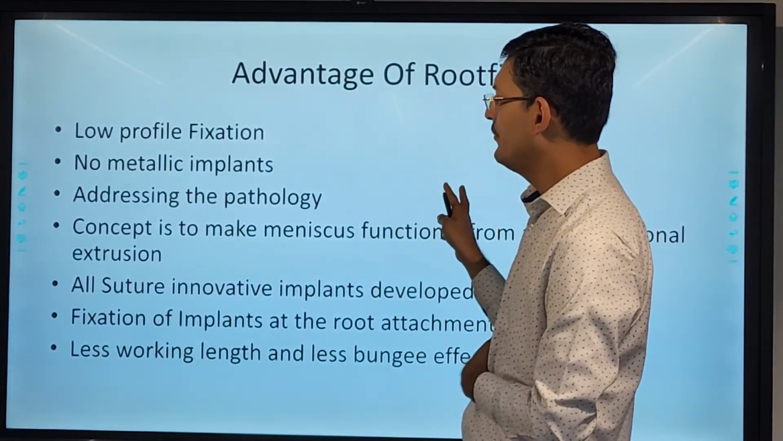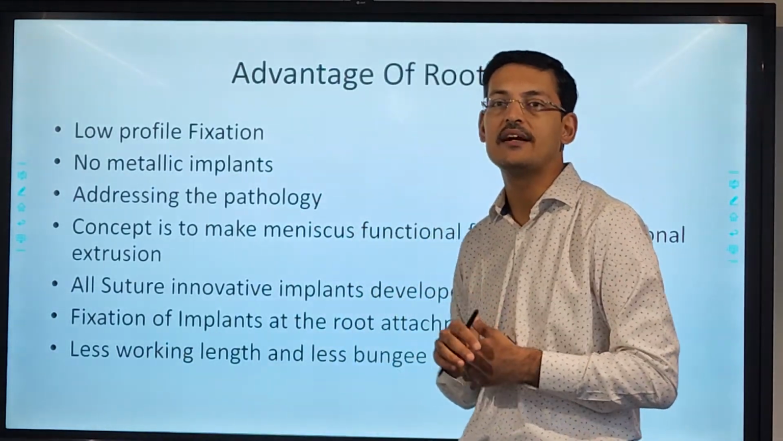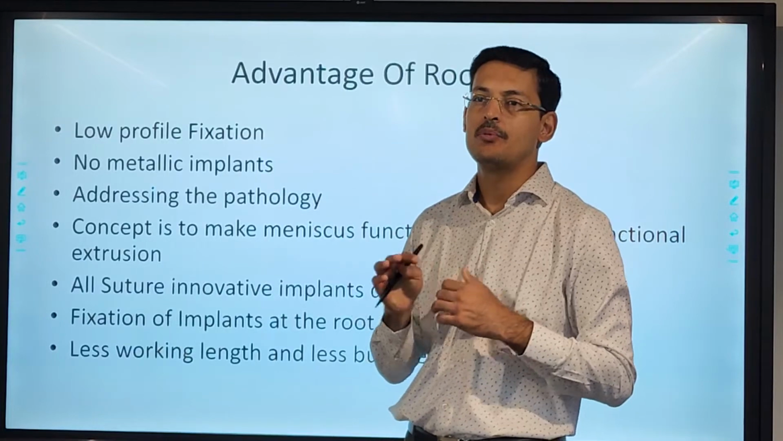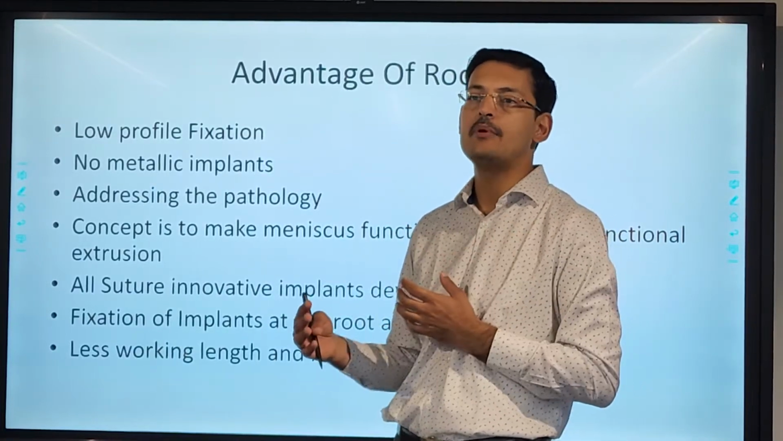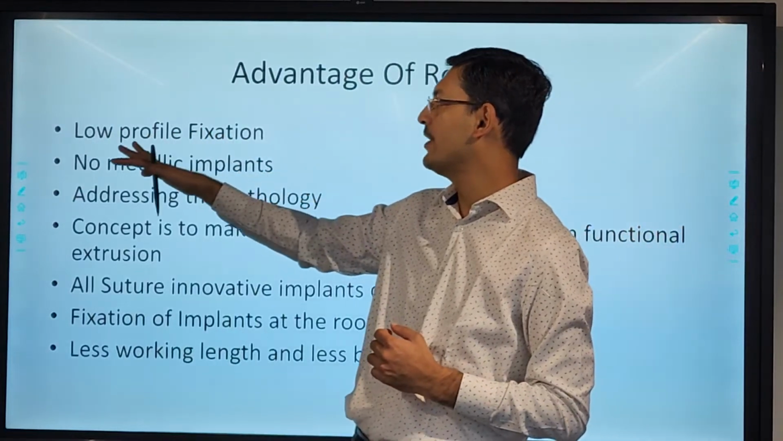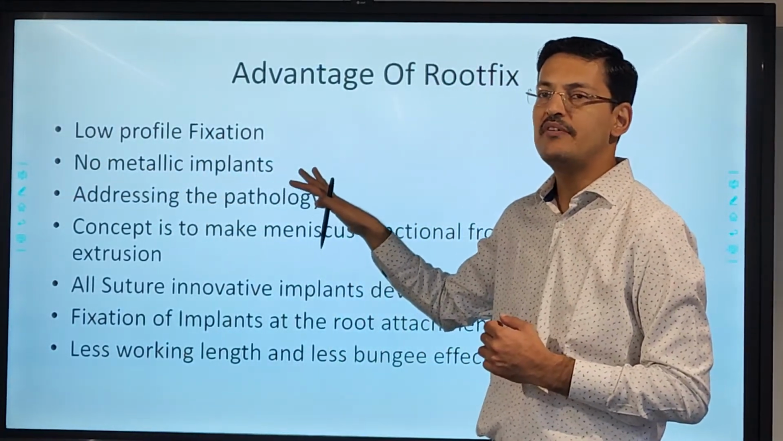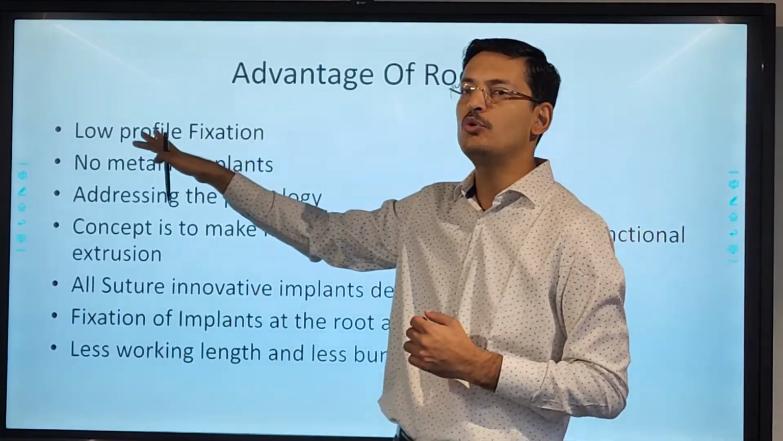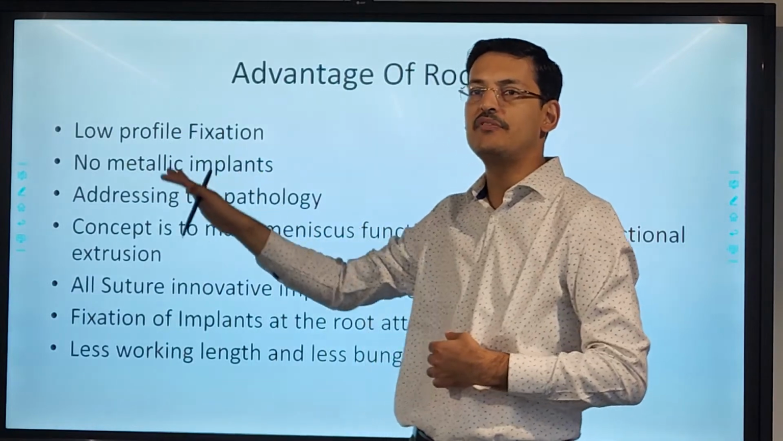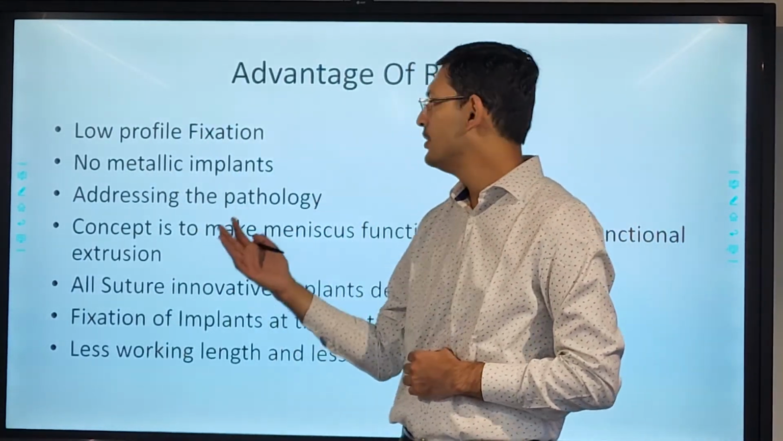Now we did a procedure in her case, which is called a Rootfix Anchor fixation, and we have called this procedure a meniscus centralization procedure or a meniscus realignment procedure. This procedure has the advantage that it is a low profile fixation without metallic implants. So this is a very good procedure if you want to plan any procedure for her in the future. Any of the fixation devices that we use will not hamper the way of any future surgery.